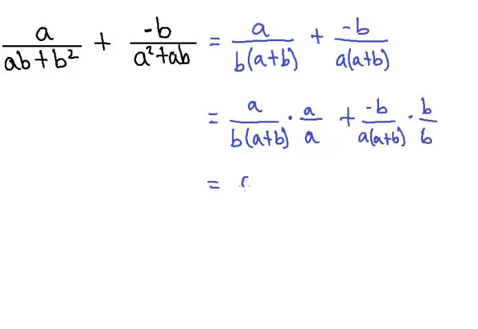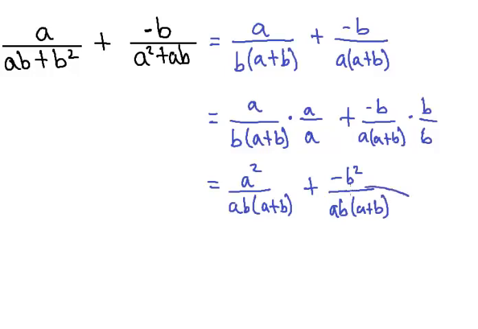A times a is going to give me a squared, and the denominator, I'm not going to multiply per se, I'm just going to copy it. So I'm going to copy it first, a, then the b, then the parentheses, because there's nothing to multiply with. Plus minus b times b will be minus b squared, and this b, once you multiply it, you're just going to copy it right next to the a, so it's going to be a times b times a plus b. Notice that now we have the same denominators because we did the step of multiply to match the denominators.